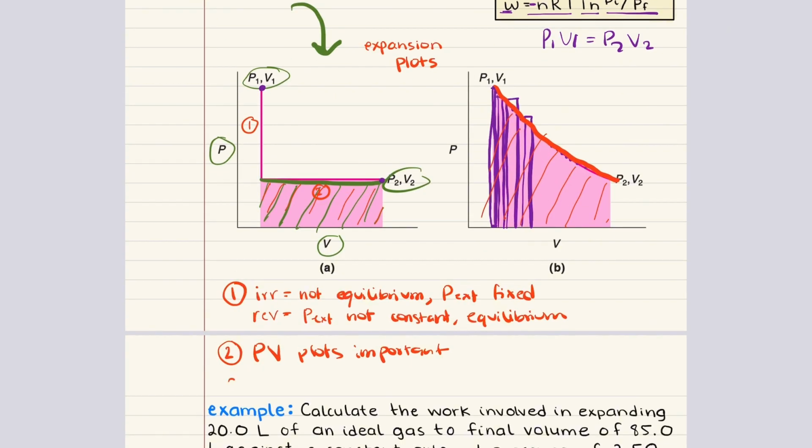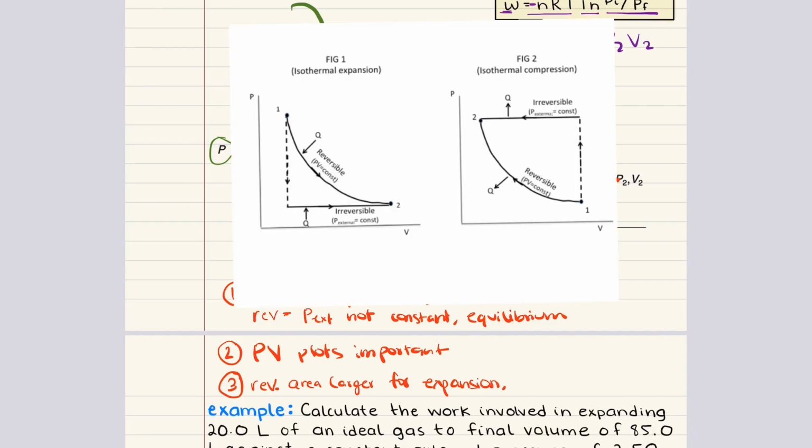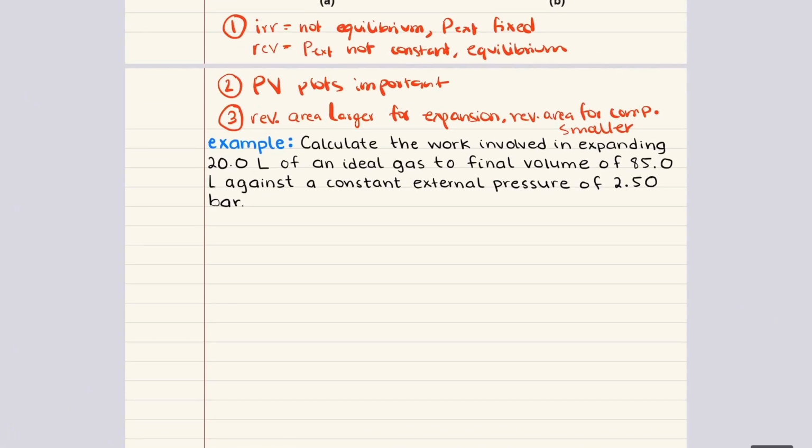Now, third and finally, for the same starting and ending volumes, the reversible area is larger in magnitude for an expansion. That's seen clearly in the plots. But we don't have plots for compression shown directly here. Maybe I'll overlay it with the video. What you'll notice is that the reversible area for a compression is going to be smaller than for an irreversible process. This is why a reversible expansion delivers the maximum possible work, and a reversible compression requires the minimum possible work. Let's practice what we've learned with a couple of examples.